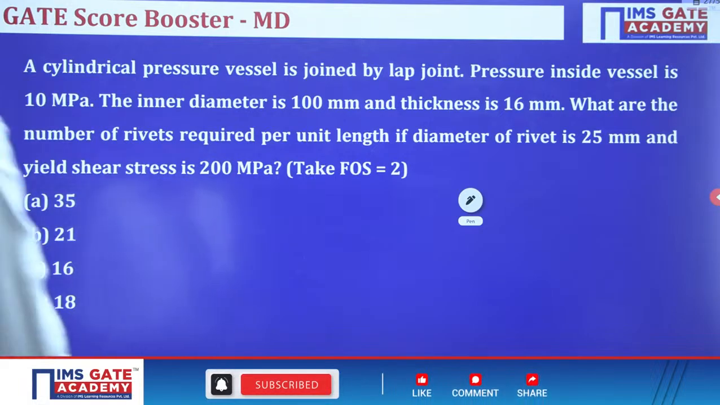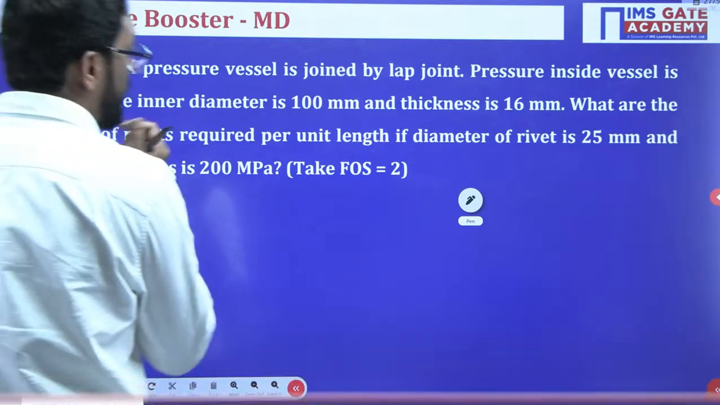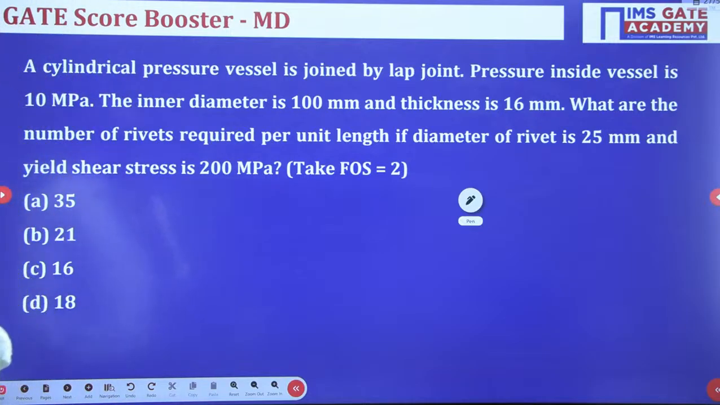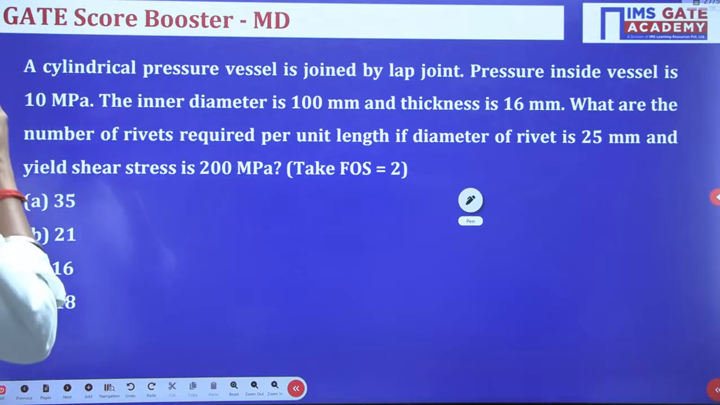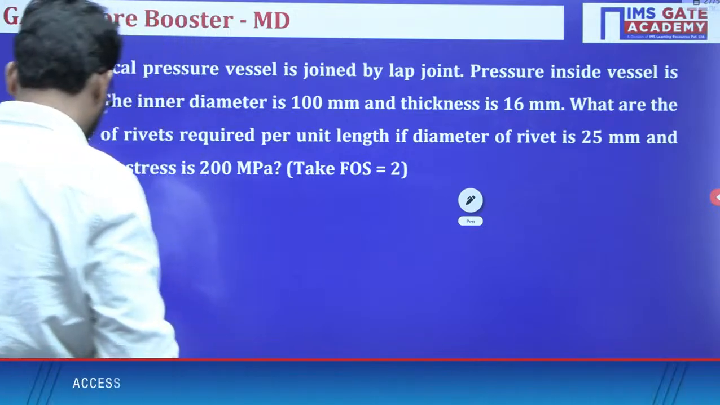What is the number of rivets required per unit length if the diameter of the rivet is 25 mm and the yield shear stress is 200 megapascal? Take factor of safety equal to 2.